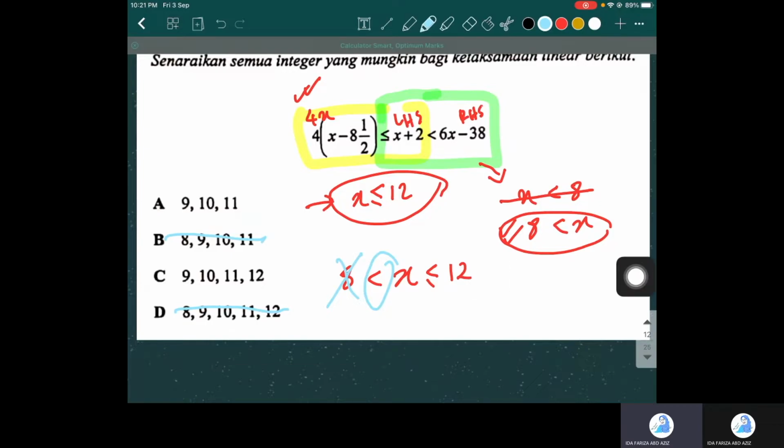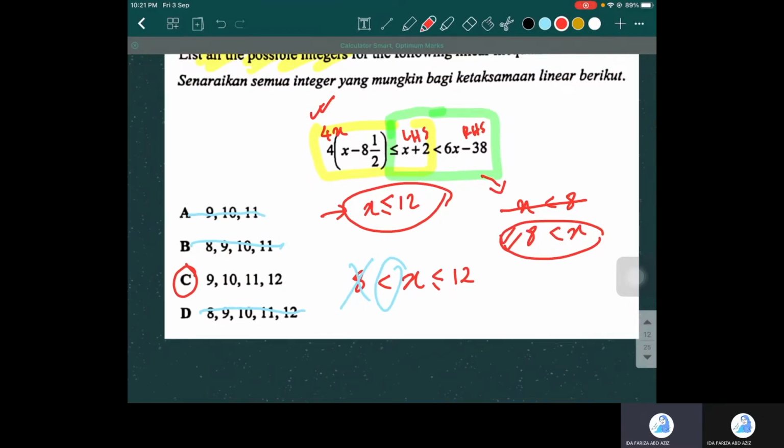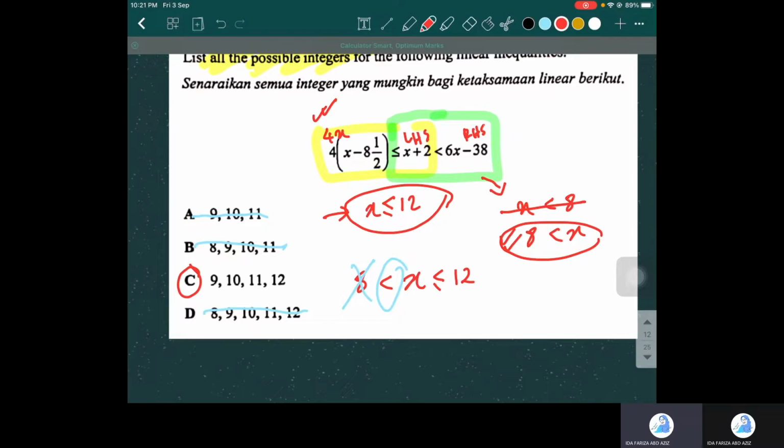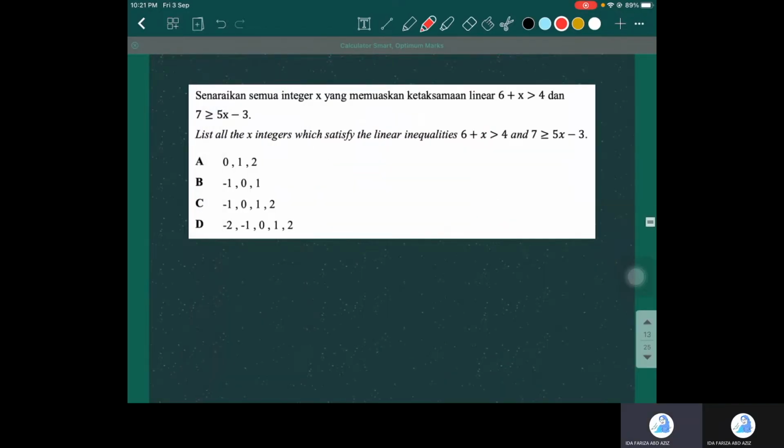So tinggal je lah, we are left with C. So C is our answer. Alright, that's how you answer for linear inequality using your calculator. Alright, let's see one more. Okay, the last question for linear inequality for this set of questions.